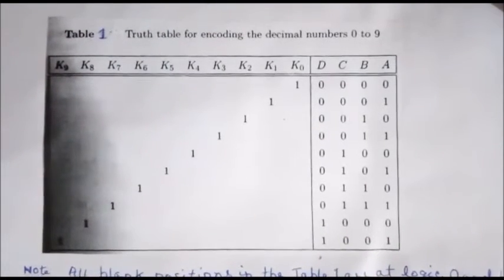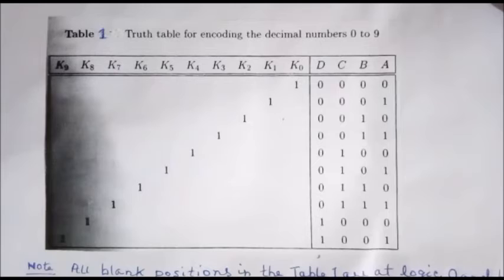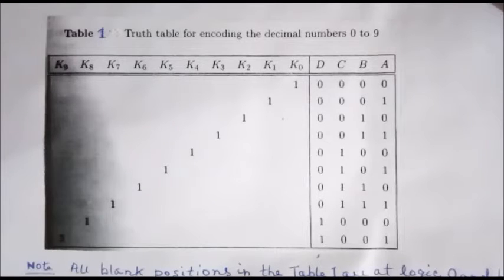In the truth table, you find that there are many blank positions. I have written the outputs from right to left, that is, on the extreme right I have written A, then B, then C, then D. And in the case of inputs also, I have started from the extreme right and represented them by K0, K1, K2, K3, K4, K5, K6, K7, K8 and then K9.